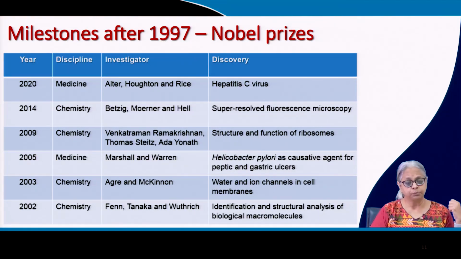I have a few more milestones after 1997 because the slide ended at 1997 with Prusiner and prions. So starting from the bottom, in 2002, the Nobel Prize for Chemistry was given to a group of scientists, Fenn, Tanaka and Wüthrich, for identifying and understanding the structural behavior of biological macromolecules.